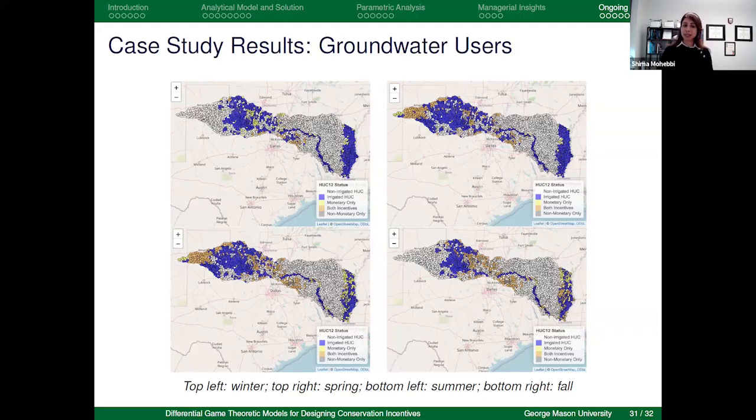Although non-monetary acceptance is initially low in winter, the effort levels allocated by the NGO for monetary incentives across different water user locations, combined with the peer influence, substantially increased water users' willingness to participate, as we can see in the higher acceptance rate in the fall. The total expected volume of conserved water resulting from leasing follows a similar seasonal pattern.